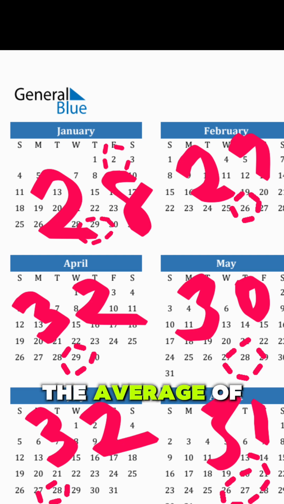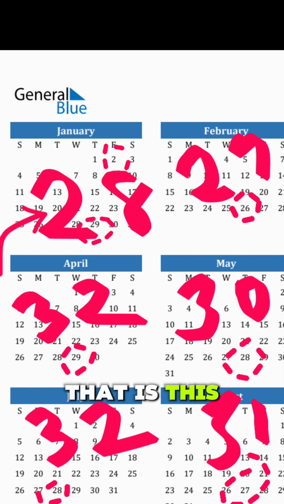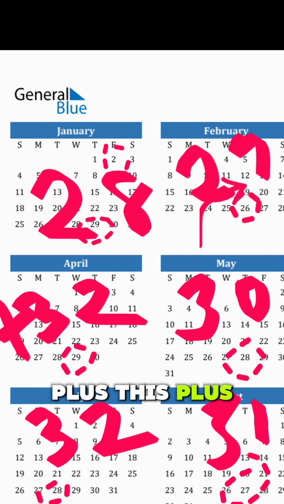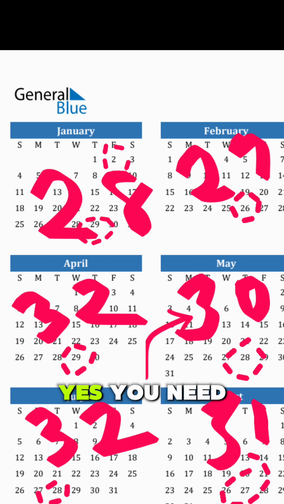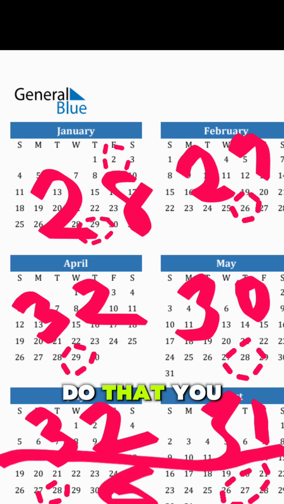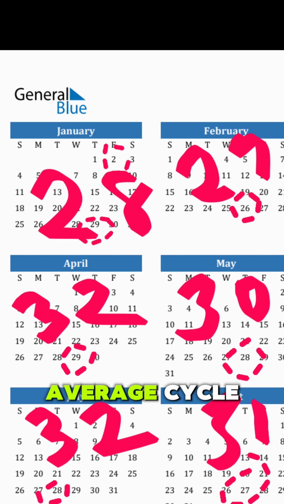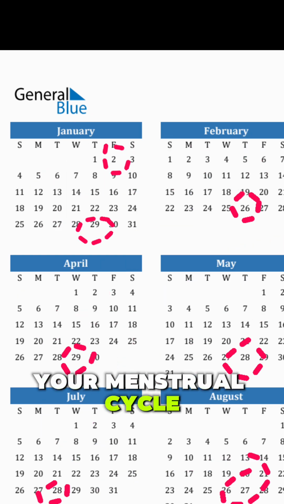The average of these numbers, that is this plus this plus this plus this. Yes, you need to add them together. Then divide by the number of items that you have. And when you do that, you will get the average cycle. And that is your menstrual cycle.